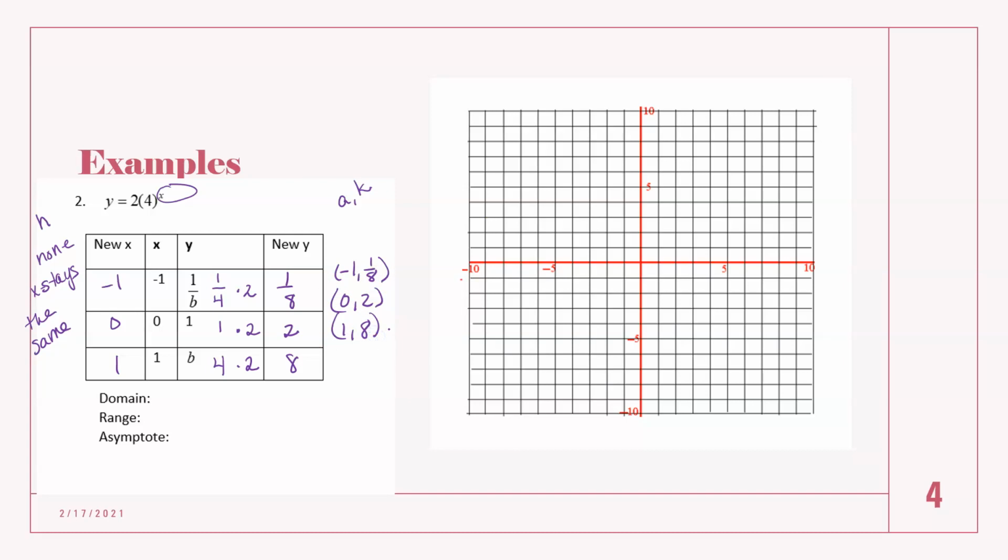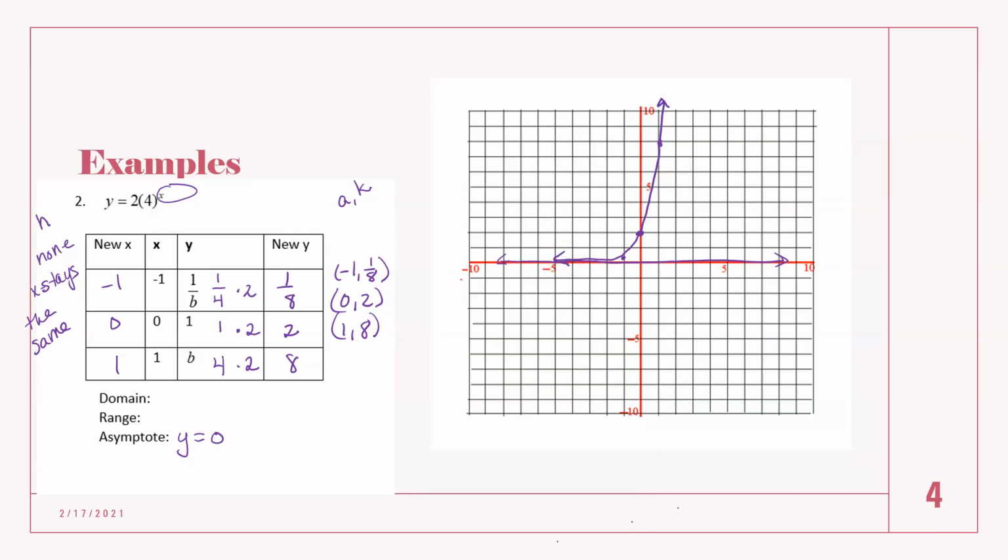Okay, so let's plot those. So I have -1 and 1/8, super close. Then I have 0, 2, and 1, 8. Super steep. Okay, so before we draw the line, let's figure out what our asymptote is. Is there a k? No, there's no k. So again, my asymptote is 0. So we're going to come super close to that, but never touch it. And man, that's steeper than the last one.